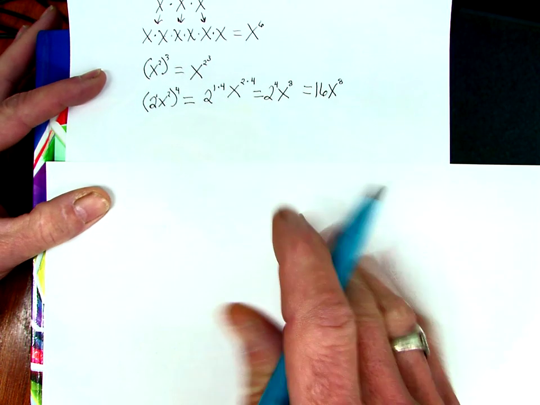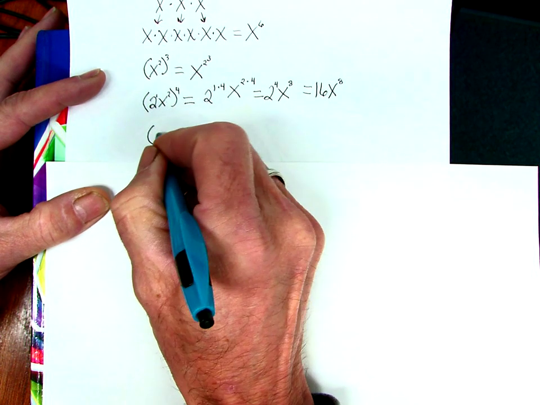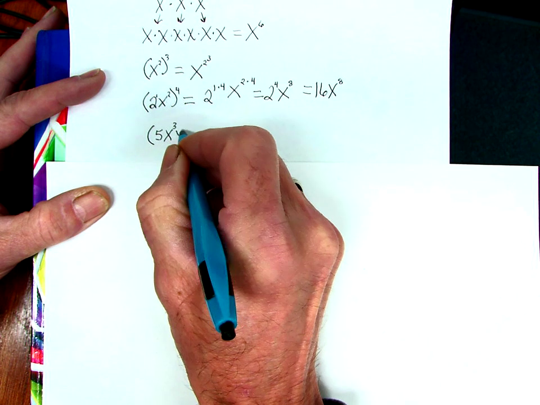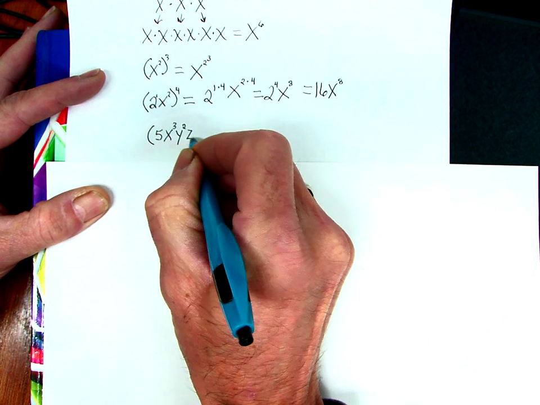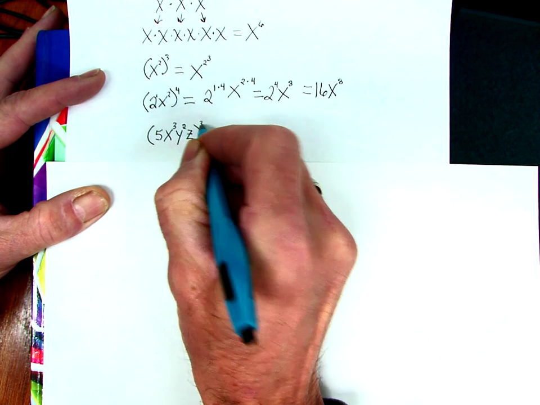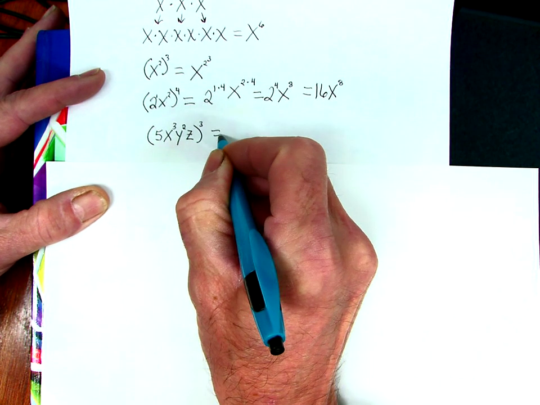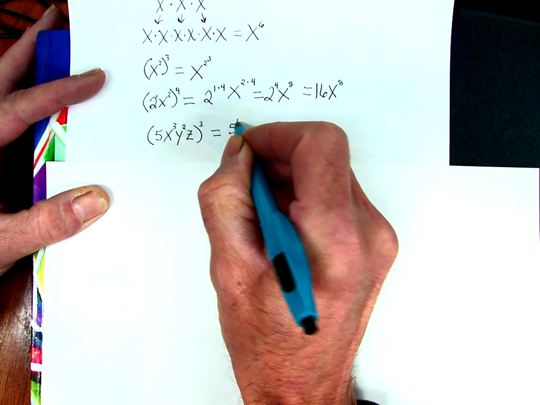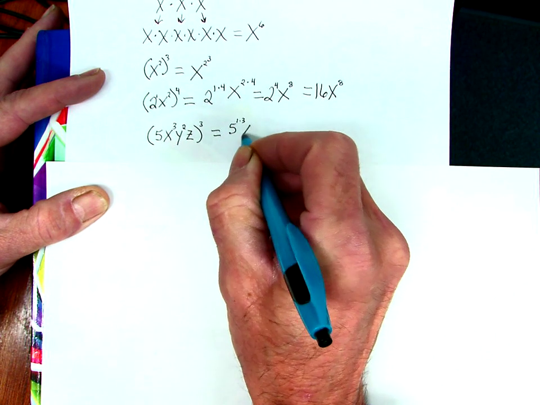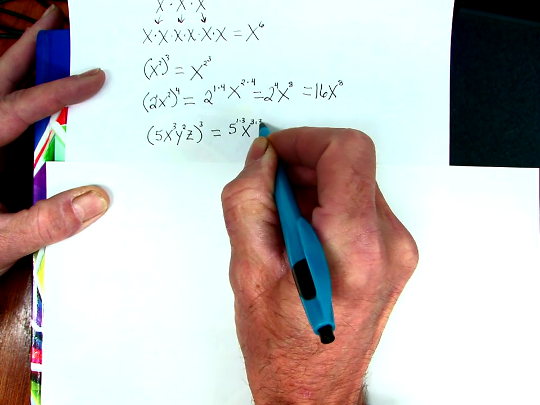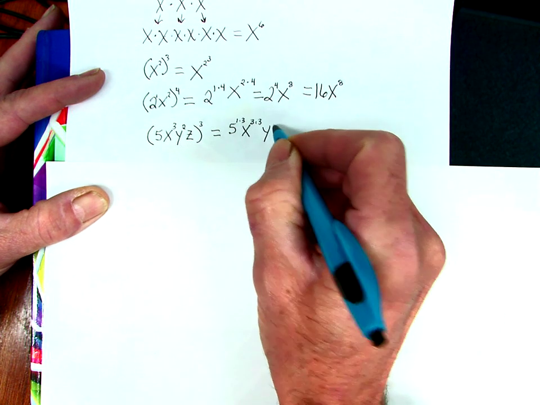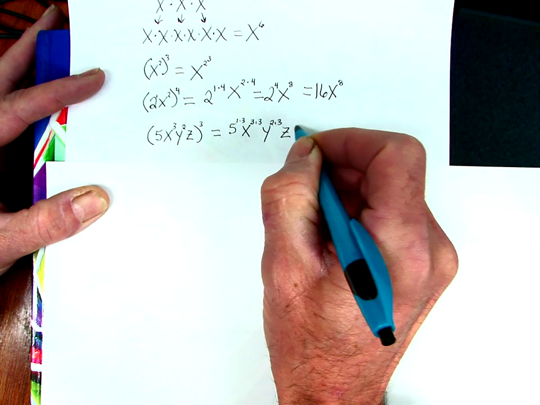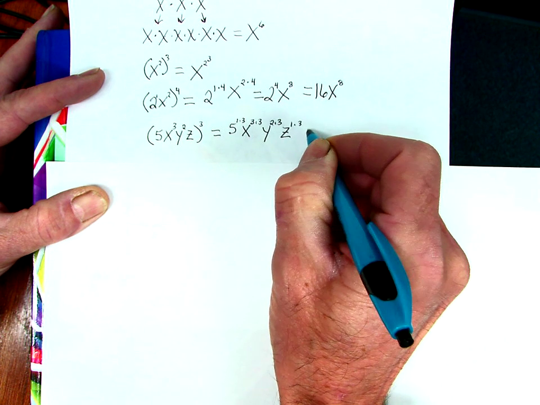Let's try another one. 5 times x to the 3rd, y to the 2nd, z. We're going to raise this to the 3rd power. So it would be 5 to the 1 times 3, x to the 3 times 3, y to the 2 times 3, and z to the 1 times 3.